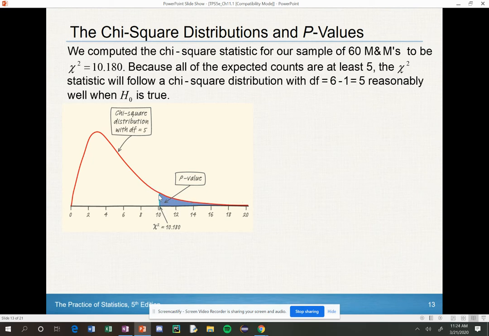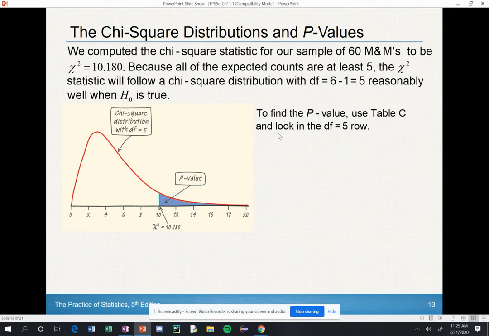So this is our chi-squared value. It's at 10.18, which is our line in the sand that's going to produce a p-value. The calculator did all the work for us, and it found a p-value of 0.0702. And so they're going to be using a table.